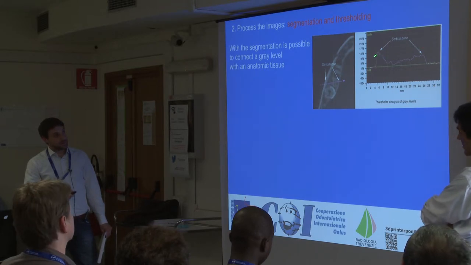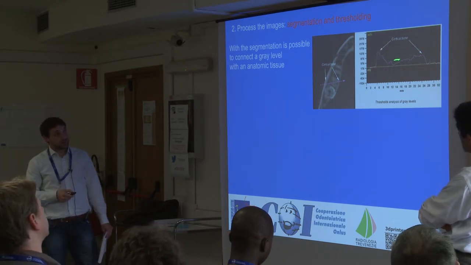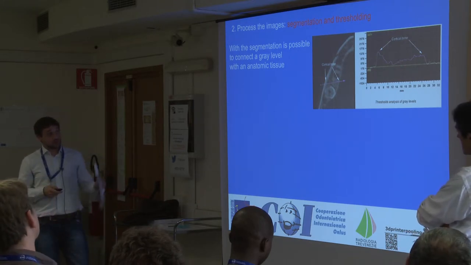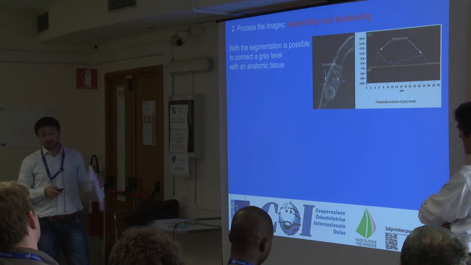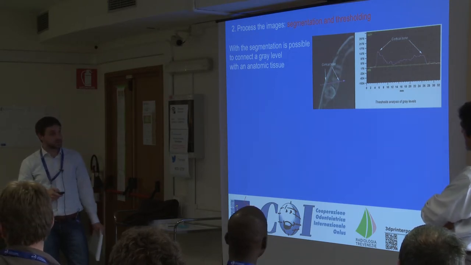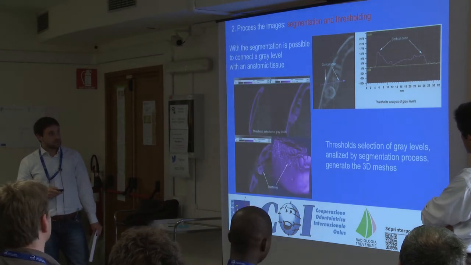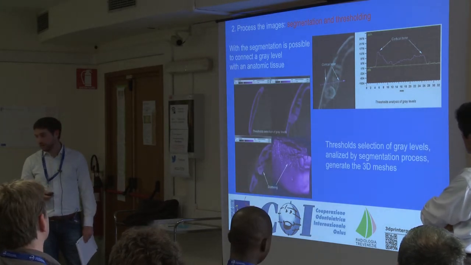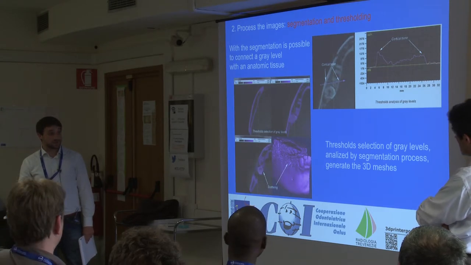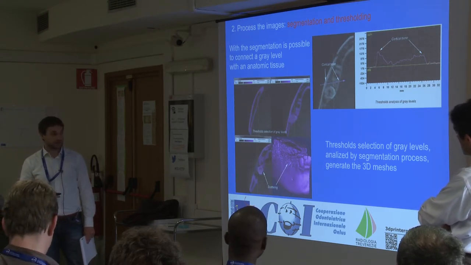From the peak to the other peak, you have the range of the gray that can be connected with the anatomic tissue. Then, when you finish at first the analysis with segmentation, you can threshold the selection of gray levels.